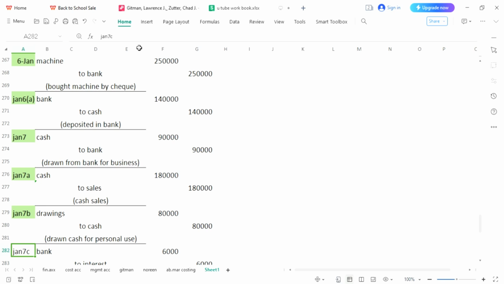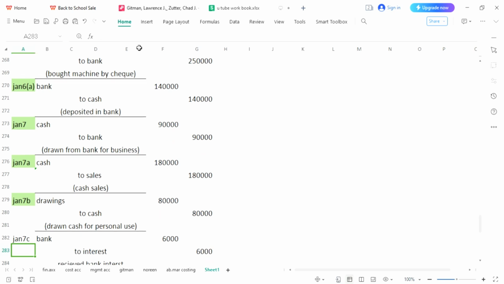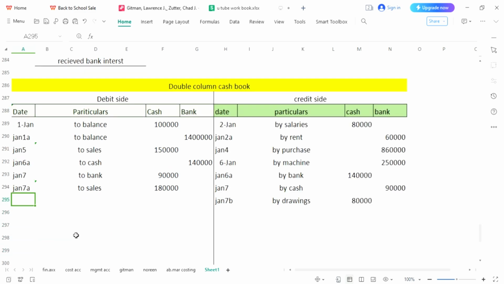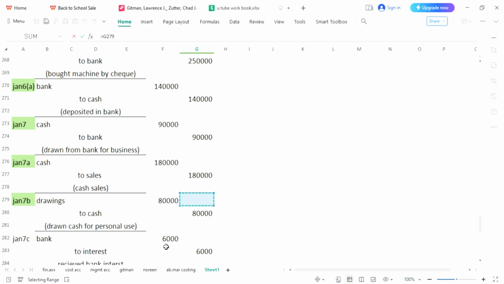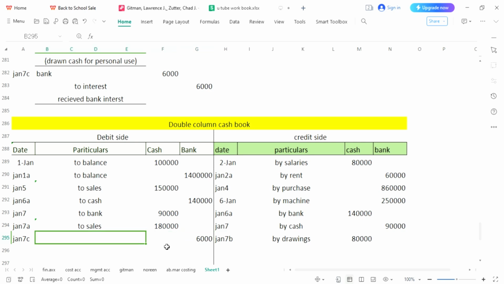After January 7B, we are at January 7C, where bank is debit. So here, January 7C and bank is written on debit side with 6,000. Now it's time to put the reference. As you can see, on January 7C, bank was debited by 6,000. What is written on the opposite side? Interest. So here interest would be mentioned.